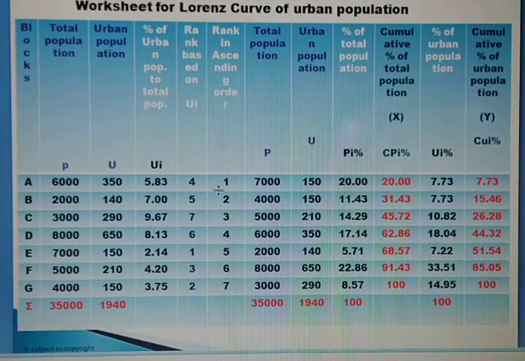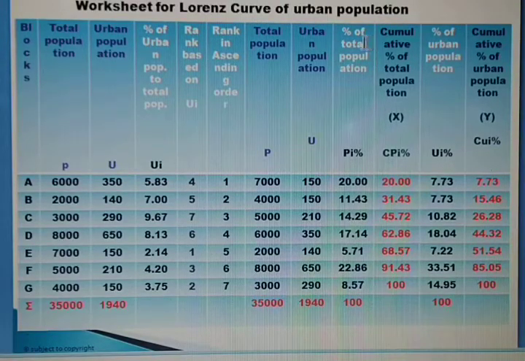First put the value of rank 1, then the value of rank 2. For rank 2 it is 150 and 4,000, so I have written 150 and 4,000 here. Then rank 3: it is 210 and 5,000, so I have written 5,000 and 210 here. In this way you have to write all these values.